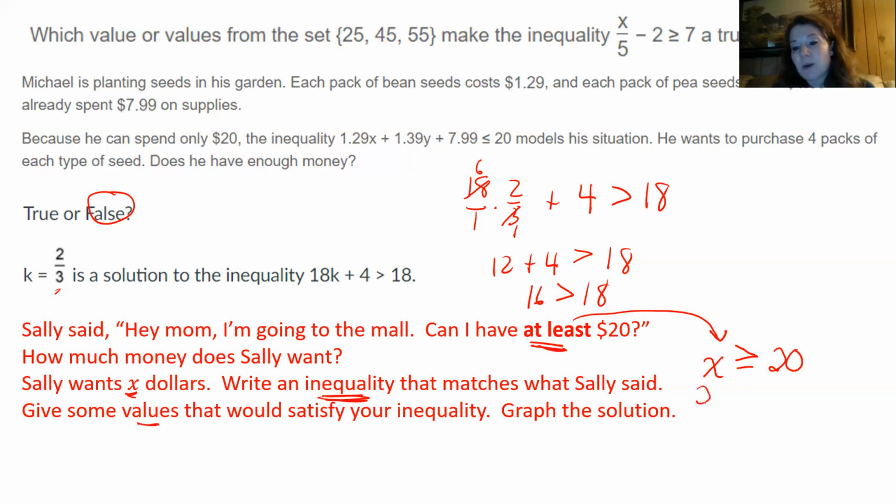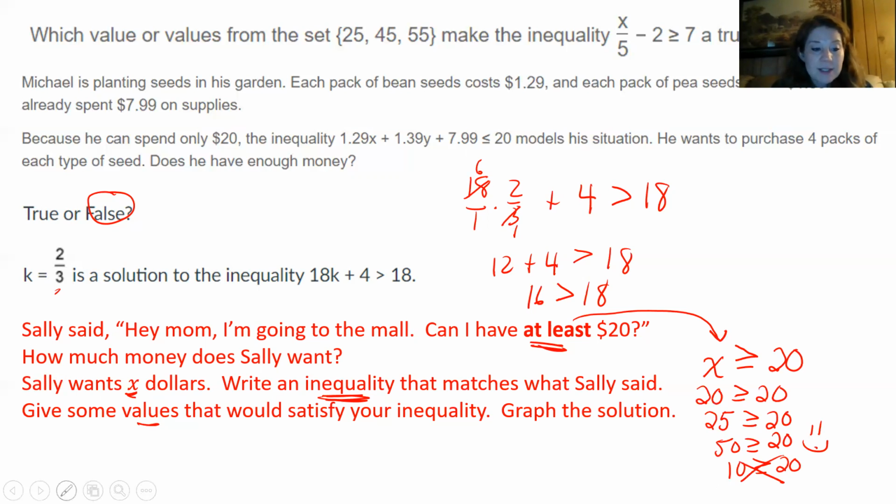So let's say Sally got $20. Would she be satisfied? Yes, that would go with what she said. What if Sally got $25? Is 25 greater than or equal to 20? Yep. What about 50? What if she got $50? Sally's a happy girl, right? She'd be very happy. What if her mom gave her $10? Is that going to make Sally happy? No, because 10 is not greater than or equal to 20.